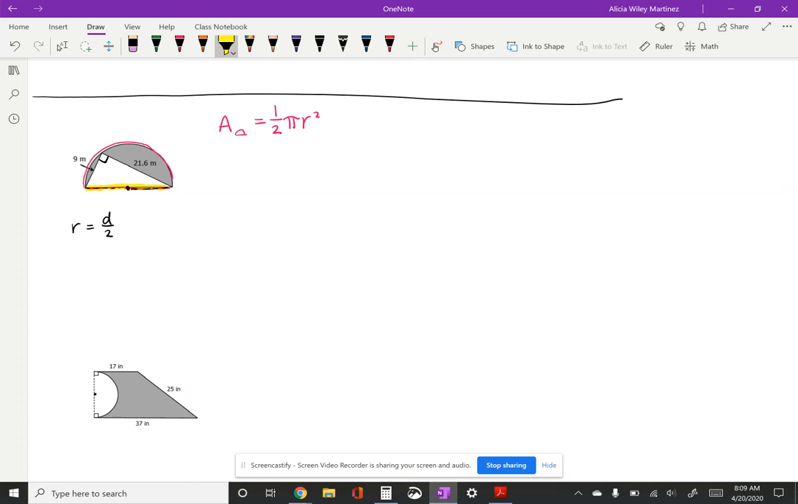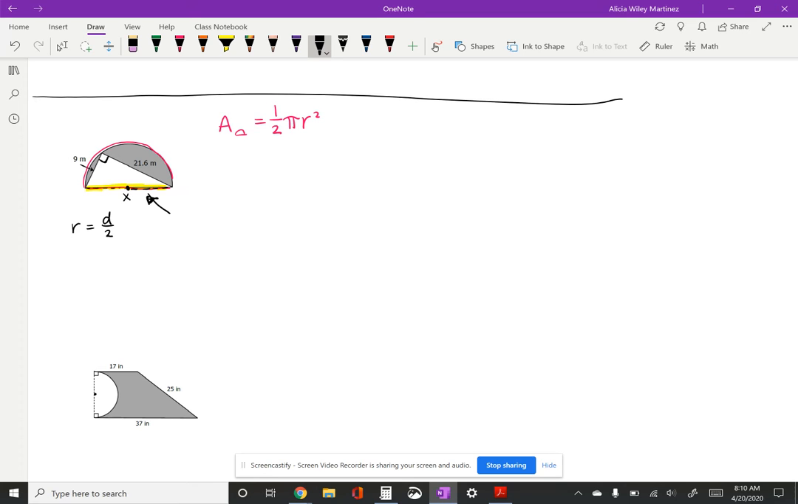Okay, so because we do have enough information to find the area of that triangle, we don't have enough information to find the area of the semicircle. So that's why we have to find the diameter or the length of the hypotenuse. So in order to do that, to find the length of that, I'll call that length x.